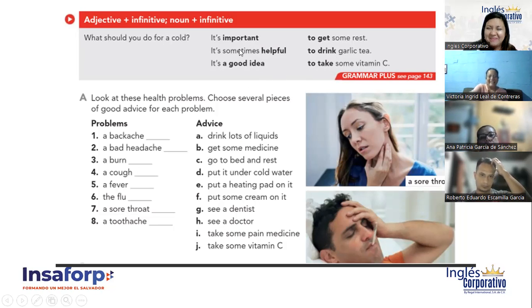To take some vitamin C. The three of them. The three are correct. Yes, it's important to get some rest. It's sometimes helpful to drink garlic tea. It's a good idea to take some vitamin C.